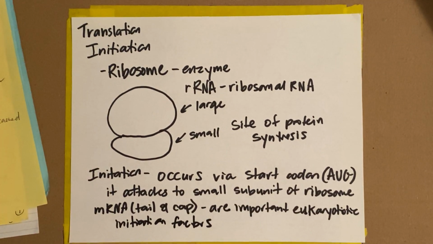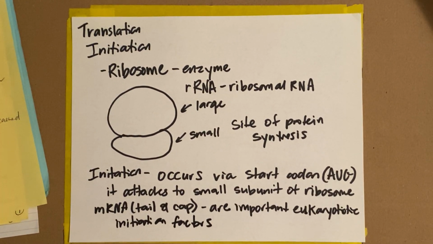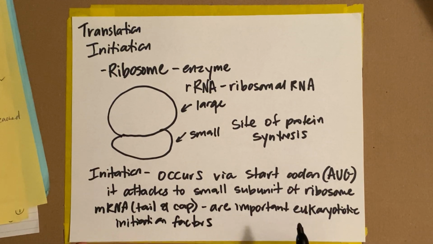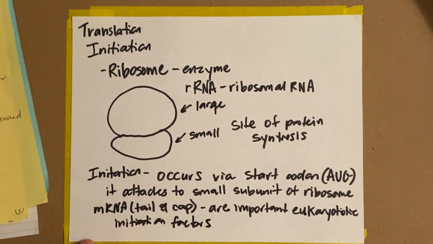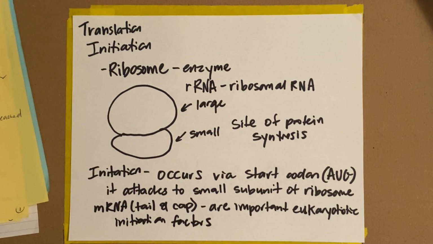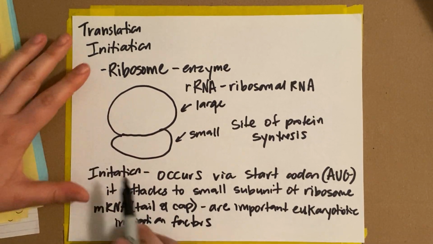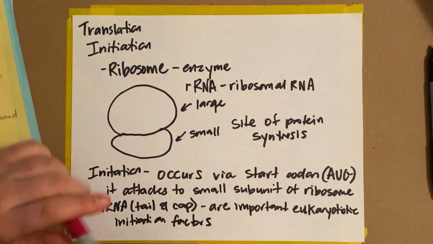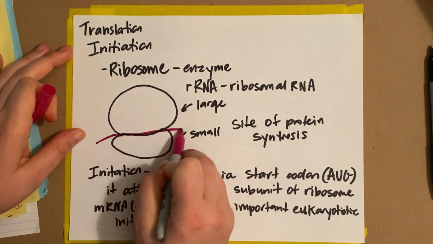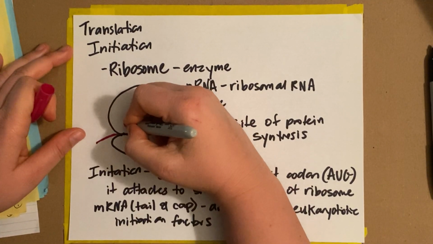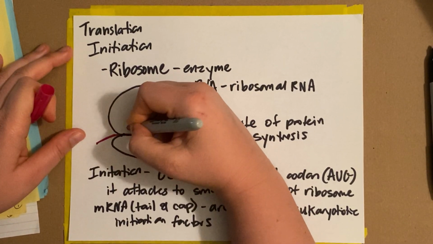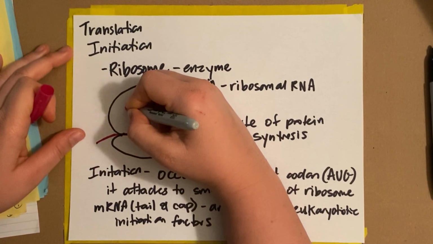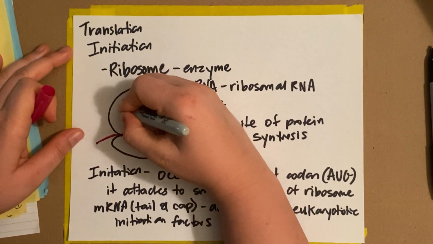Okay, so that cap and tail are going to help the RNA find the small subunit, and then it's going to bind to that subunit. Okay. Next, after that, tRNA is going to start bringing in different amino acids to the actual subunit, and your mRNA strand is basically going to be running through here, and we're going to start adding on these different amino acids.